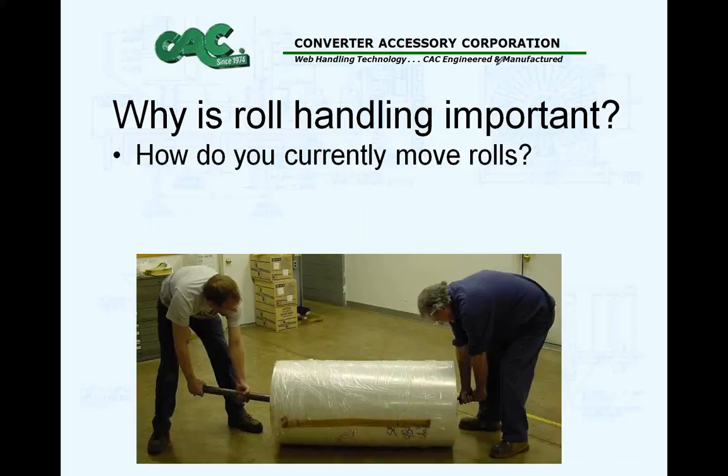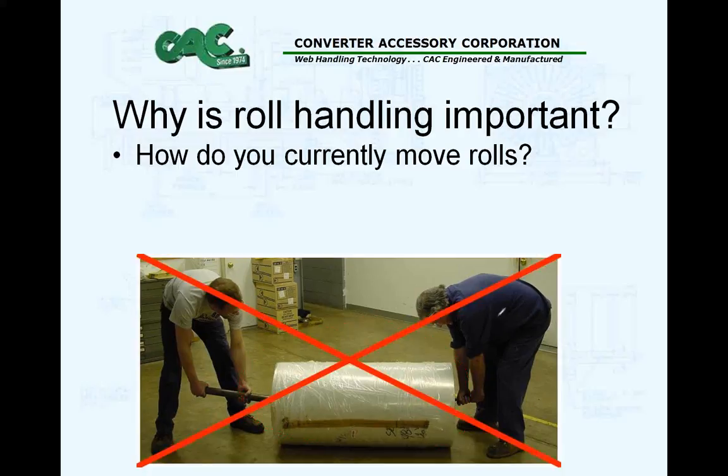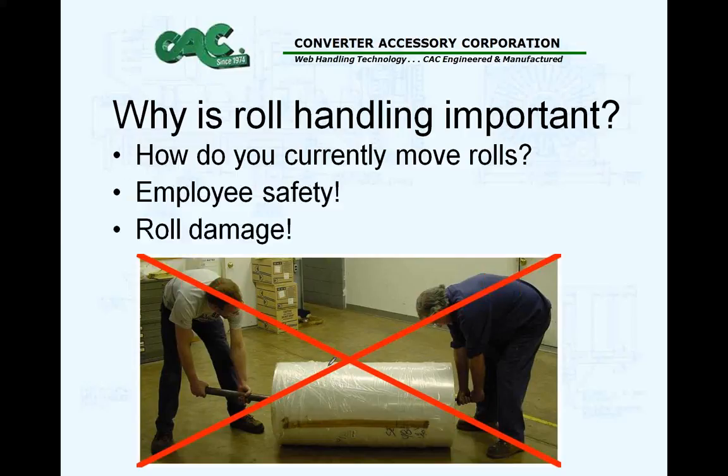Another question is, how do you currently move rolls around your facility? Again, this is a very heavy roll of material, and even with two guys handling it, this is a big no-no. You definitely have a back injury that's going to happen here, and again, employee safety is number one. But you can also get roll damage when you try to move this roll around. Are you going to run into walls or some other machine in your plant? Are you going to cause your material to get damaged?